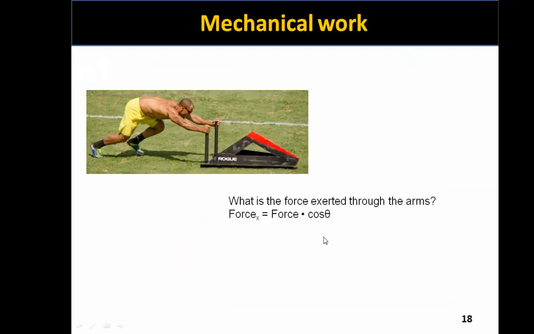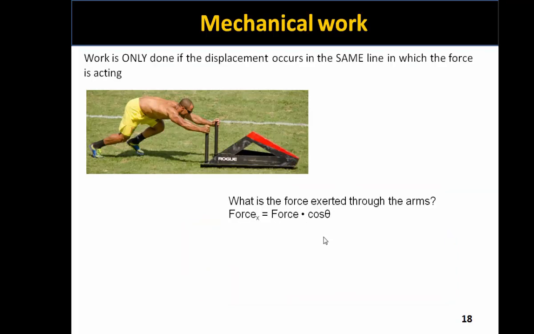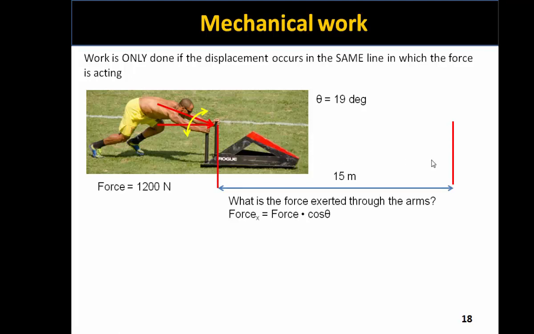Okay, so we'll take another approach at this problem. And in taking another approach to this problem, we get a little bit more realistic here. So we look at the arms and we say, well, the arms aren't quite perfectly horizontal. They're forming a 19-degree angle with respect to the horizon. And it's the horizontal force that's of concern here, because that's what will get the sled moving. So we still have our 15-meter distance.